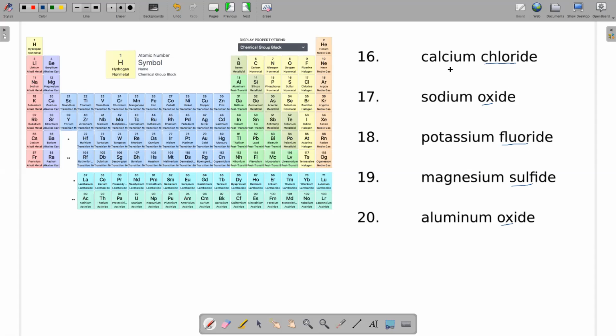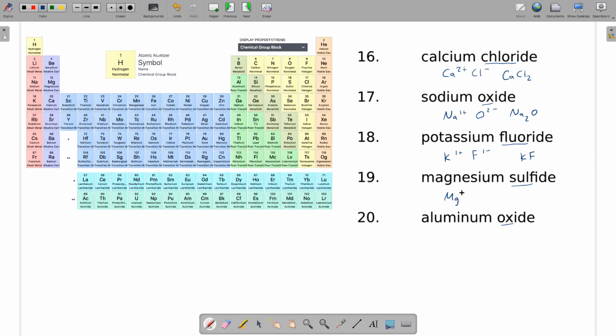So calcium chloride is from Ca2+, and chloride is Cl1-. So that's CaCl2. Sodium oxide is from Na1+, and the oxide is from oxygen, which is O2-. So that's Na2O. And then potassium fluoride is from K1+, and fluorine is F1-. So it's just KF.